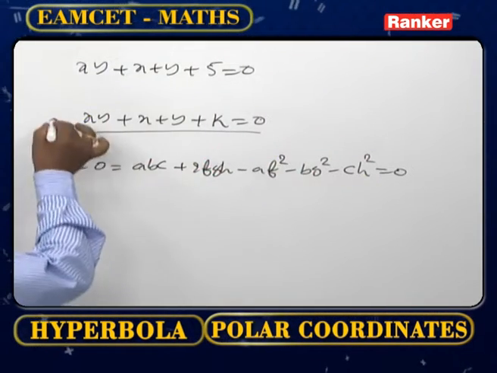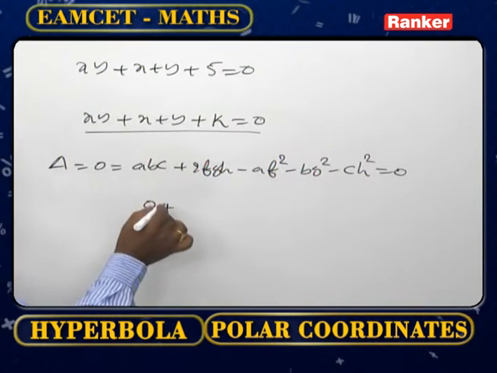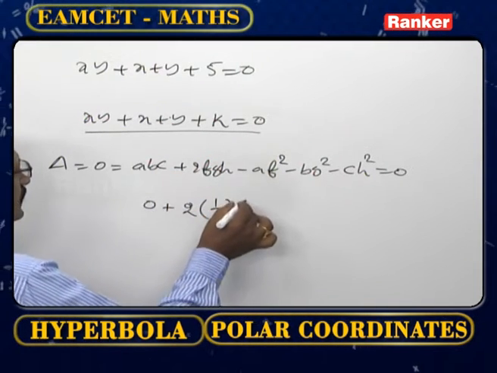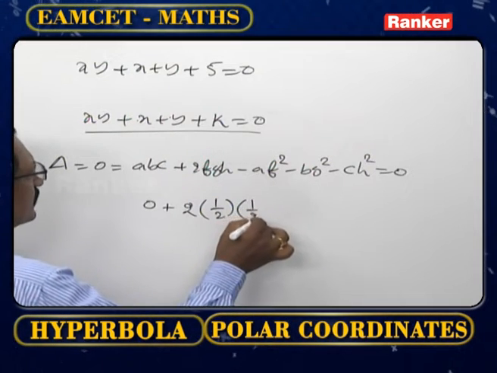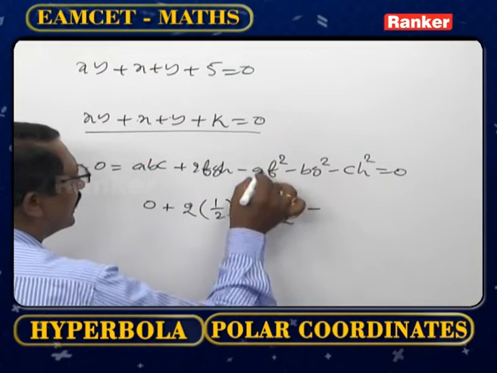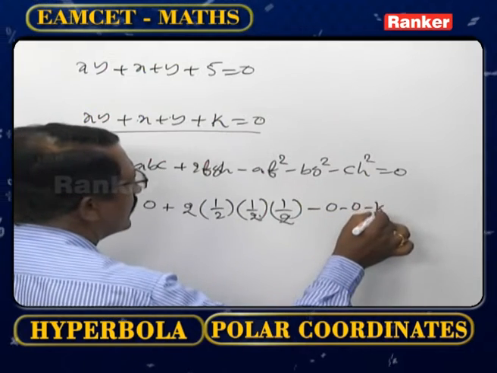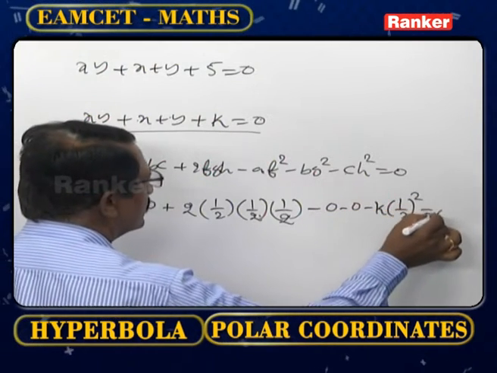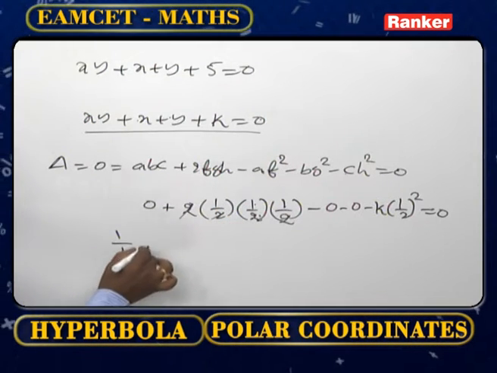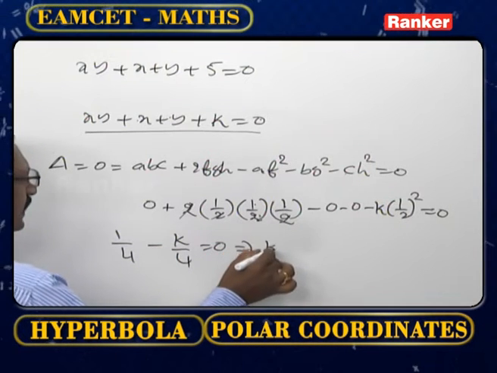Here a is the coefficient of x square. There is no x square term, so abc equals 0, plus 2fgh. f is half of the coefficient of y, 1 by 2. g is half of the coefficient of x, that is also 1 by 2. h is half of the coefficient of xy, 1 by 2. Minus af square is 0, minus bg square is also 0, minus ch square: c is k, h is 1 by 2, whole square, equals 0. Now 2 and 1 by 2 cancel, 1 by 2 into 1 by 2 is 1 by 4, minus k by 4 equals 0, then k equals 1.